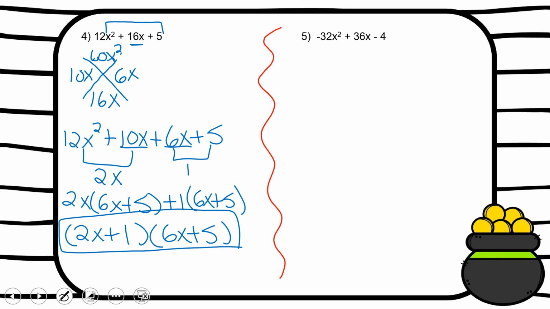All right, last one. This one does have a GCF. And again, here's that we talked about at the beginning of notes. If that very first term is negative, you know your GCF is negative. In this case, 32, 36, and 4 are all divisible by 4. So my GCF is a negative 4 out front. And when I divide each of those by negative 4, we get 8x squared minus 9x. And remember, negative 4 divided by negative 4 is 1.